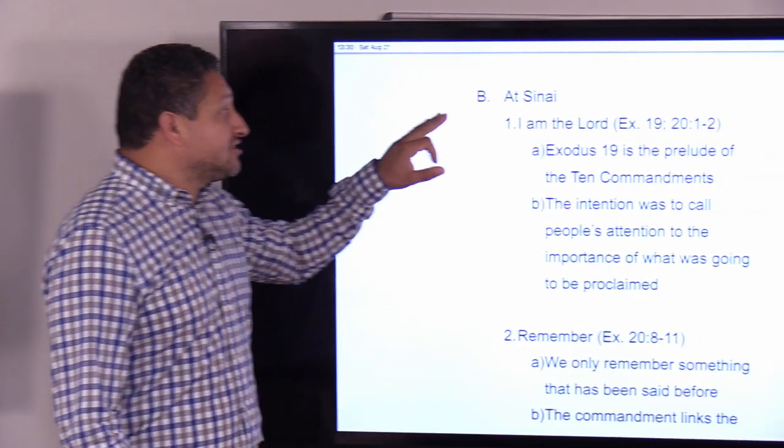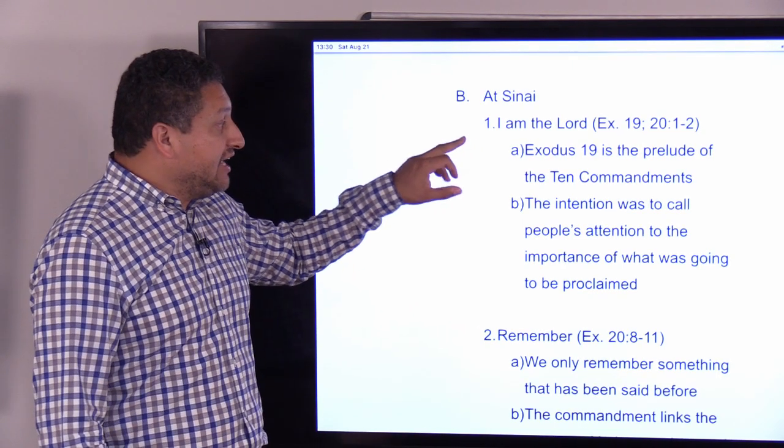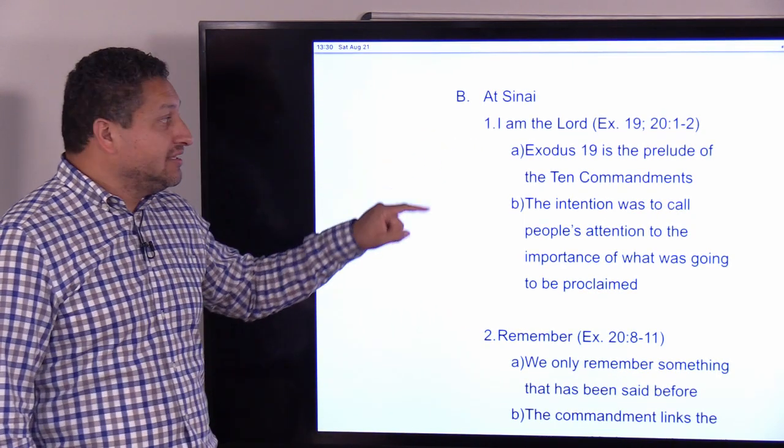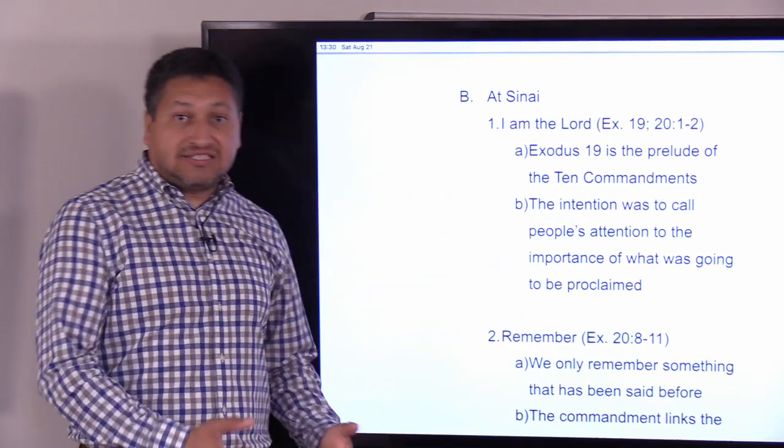But before Mount Sinai, this is very interesting, because if you read Exodus chapter 19, you're going to have a better picture of what happened in Exodus 20.